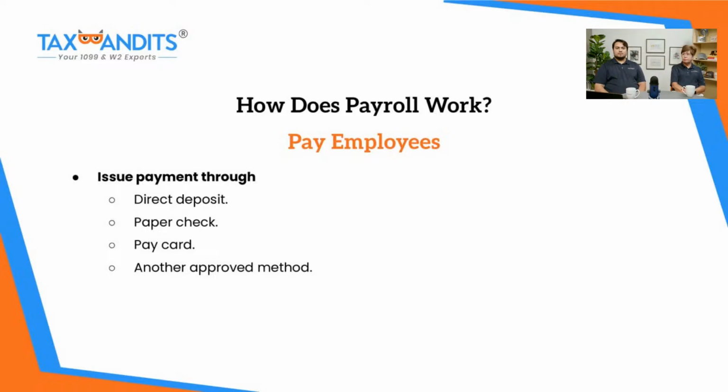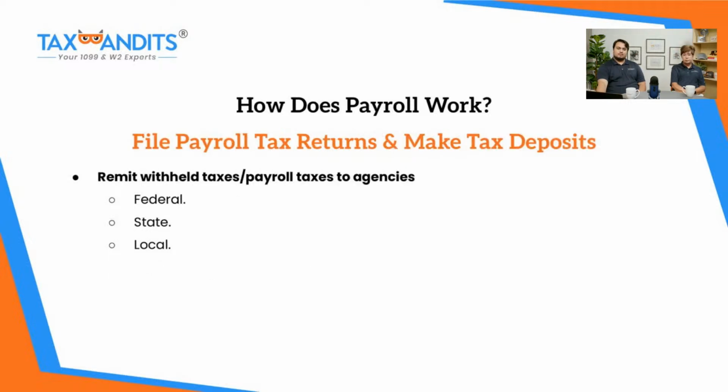And then issuing payments through direct deposit. If you're going to do a check, pay card, or another approved method, there's various ways that you can run payroll and pay your employees. Some places are still doing just physical checks. A lot you'll see direct deposit, where you need the direct deposit slip and the voided check. Pay cards are becoming a popular thing as well, either using a specific app or even third-party providers like Venmo.